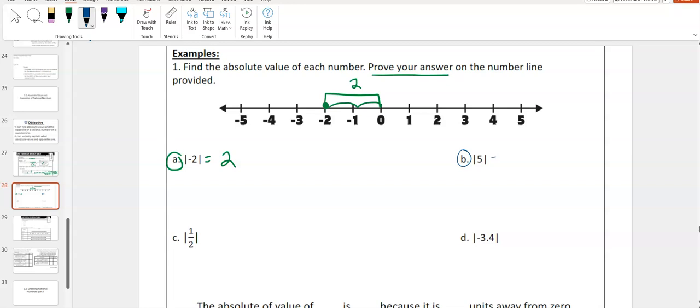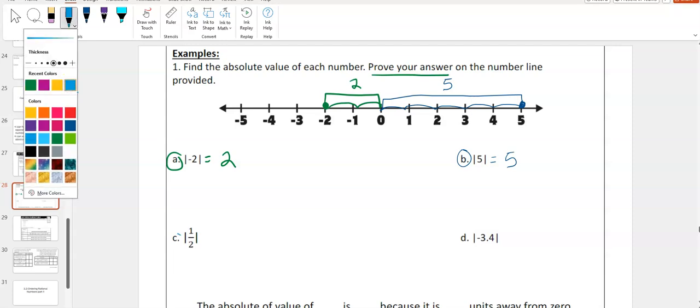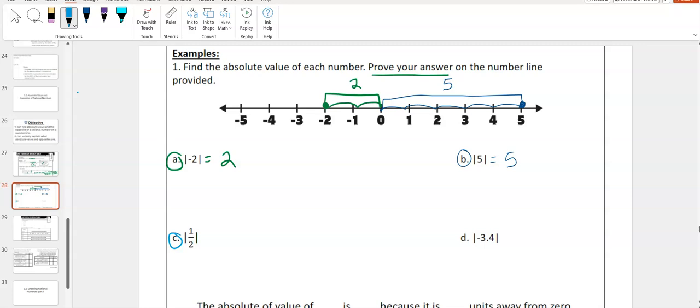For B, we have the absolute value of +5, which is +5. And again, to prove it, we're going to draw our dot and then show the distance. 1, 2, 3, 4, 5. The absolute value of 1/2, now we're getting a little tricky, is 1/2 because it is half of a hop away from 0. So I need to draw a dot where 1/2 would be, +1/2. And then I can show my hop of 1/2 on the number line.